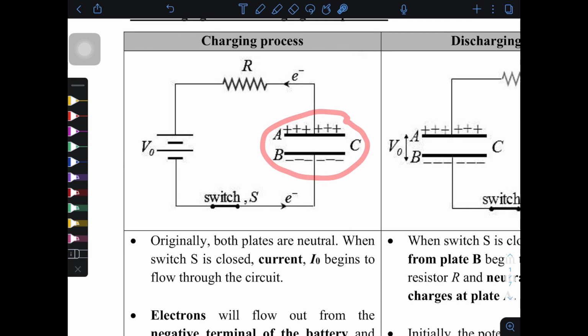So kapasitor kita pada asalnya dia ialah neutral. What is meant by neutral? Bilangan positif and negatif charge dekat plate ini sama banyak. Okay. Dia bukan positif sahaja dan dia bukan negatif sahaja, tapi bilangan positif dan negatif dekat kedua-dua plate ini sama banyak. That's why kita panggil dia sebagai neutral. Okay. Bila switch ini ditutup, ataupun the switch is closed, current begins to flow.